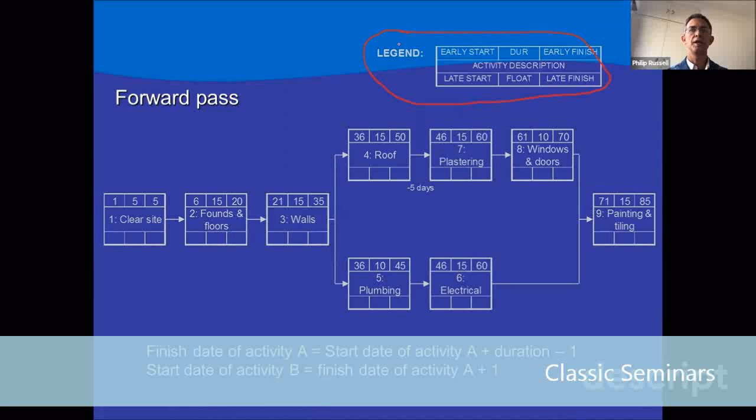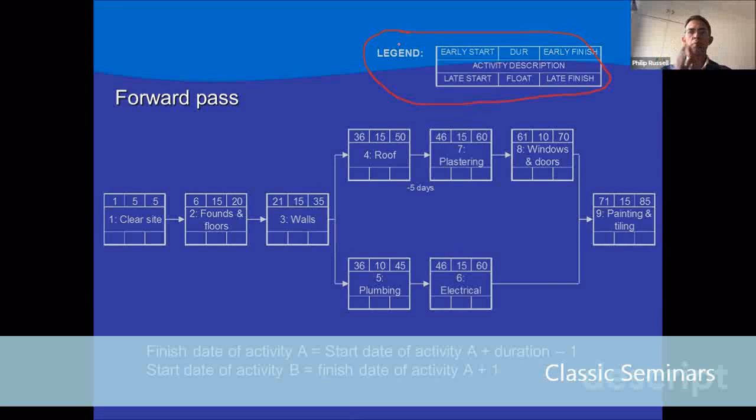So the early start date for foundation and floor will be the early finish of clear site, 5 plus 1. So it starts at 6. We now have 6 plus 15 is 21, minus 1 is 20. That gives us the early finish date for foundations and floors. To get the early start date for the walls, we say 20 plus 1. 21 plus 15 gives us 36, minus 1 is 35. And we now have 35 as the early finish date, meaning that the roof and the plumbing, which is where the network splits, will both start with an early start date of 36.